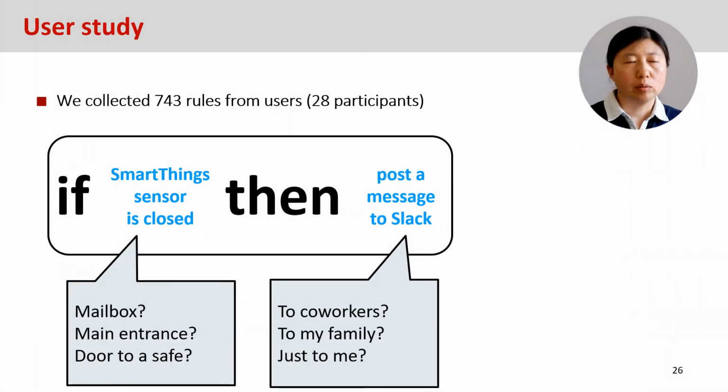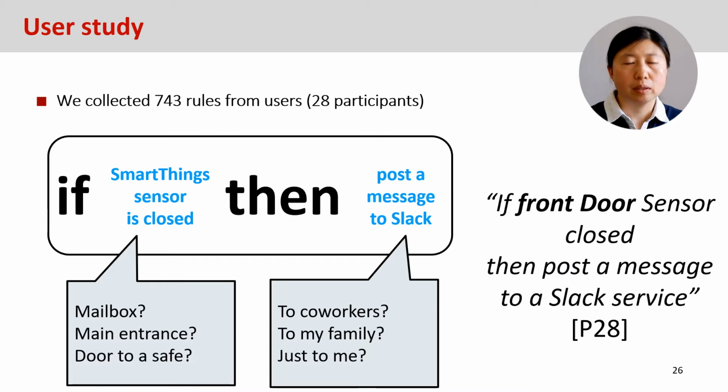So to find out, we conducted a user study. We collected 743 rules from 28 study participants. We're hoping to find out more information about users' rules. For example, participant 28 has a rule, if front door sensor closed, then post a message to a Slack service. Here, we know where the sensor is mounted, but we still don't have information about the Slack channel.